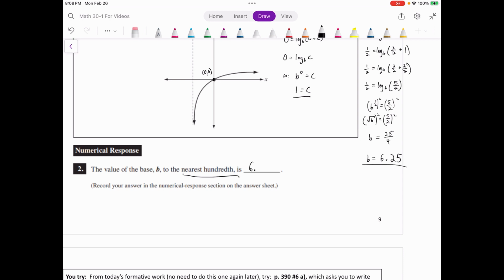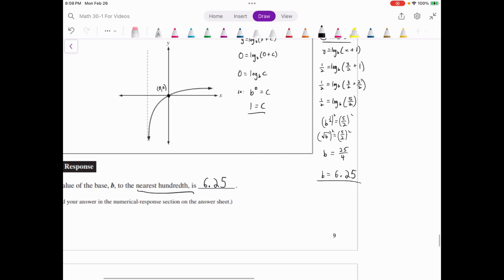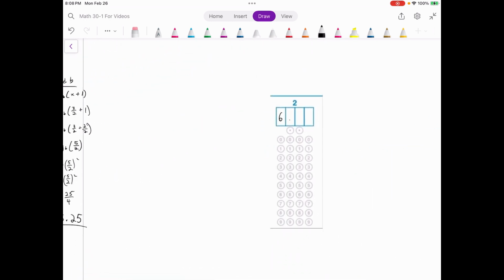So the answer to this one would be 6.25. And you could check your work, right? You could make b 6.25. We know c is 1, so try that out and see if you can make these points work out. That's a way you could check your work on this question. So on the diploma, we would put in 6.25, and then we'd fully fill in 6, fully fill in the decimal, fully fill in the 2, and fully fill in the 5. And that's how we would record our answer.